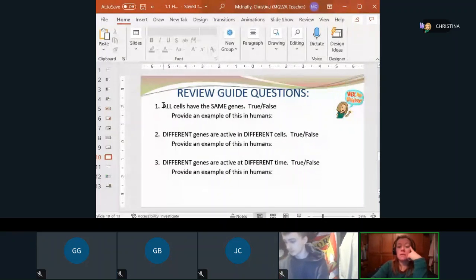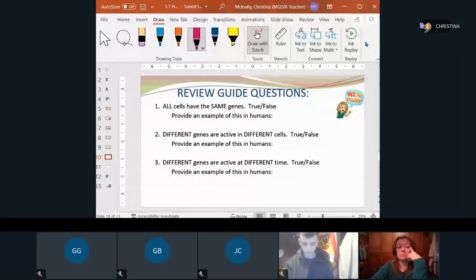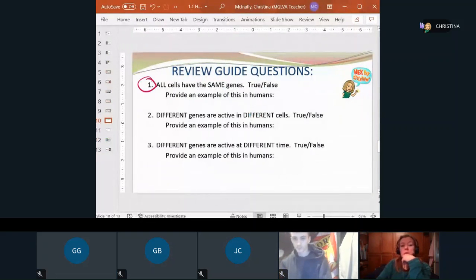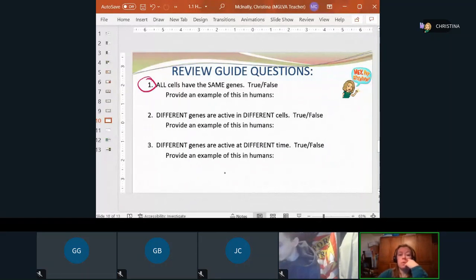All cells have the same genes. True or false? What do you think? Right here, number 1. All cells have the same genes. True or false? Okay, all the same. Okay, good. So let's go with true. But good call, as long as it's the same organism. So can you give me an example in humans of how we know that all cells have the same genes?